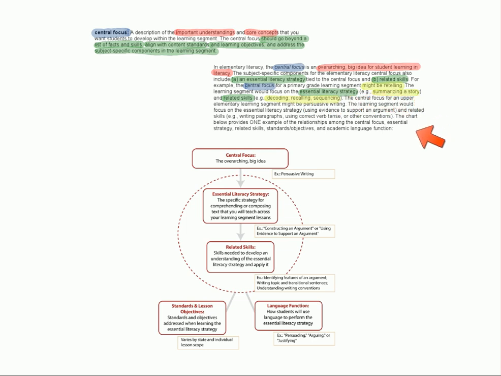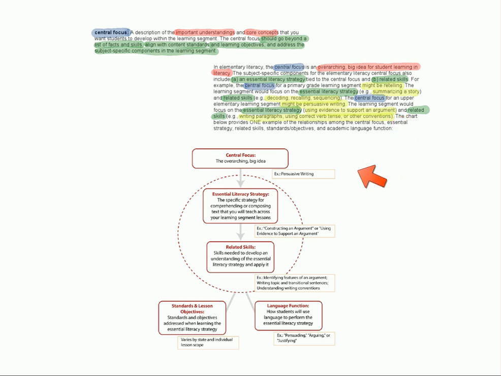Now we also have an example for intermediate. So let's take a look at this one. Under the intermediate example, you see that the central focus for an upper elementary learning segment might be persuasive writing. Following from that, the essential literacy strategy might be using evidence to support an argument. And the related skills would be writing paragraphs, using correct verb tense, and other conventions.